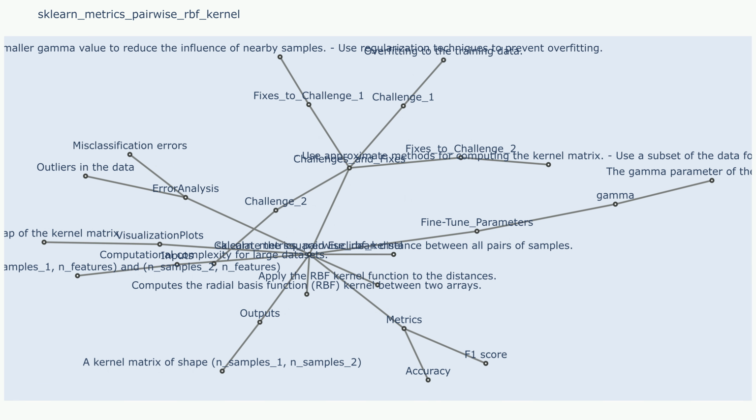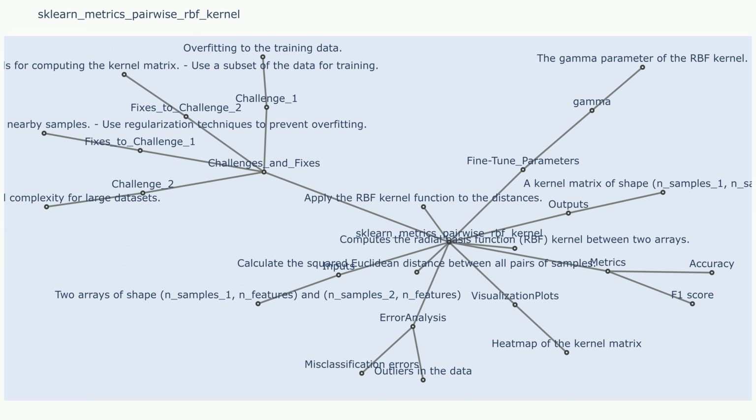Inputs: X, a 2D array of shape (n_samples_1, n_features) representing the first set of data points. Y, a 2D array of shape (n_samples_2, n_features) representing the second set of data points. If Y is None, it is assumed to be equal to X, resulting in a pairwise kernel computation between all pairs of points in X.